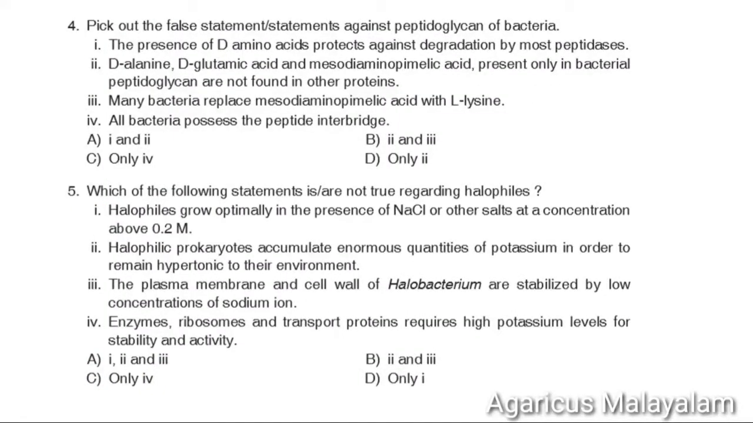Fourth question, pick out the false statements against peptidoglycan of bacteria. Correct answer is option C. Fifth question, which of the following statements are not true regarding halophiles? Correct answer is option C.